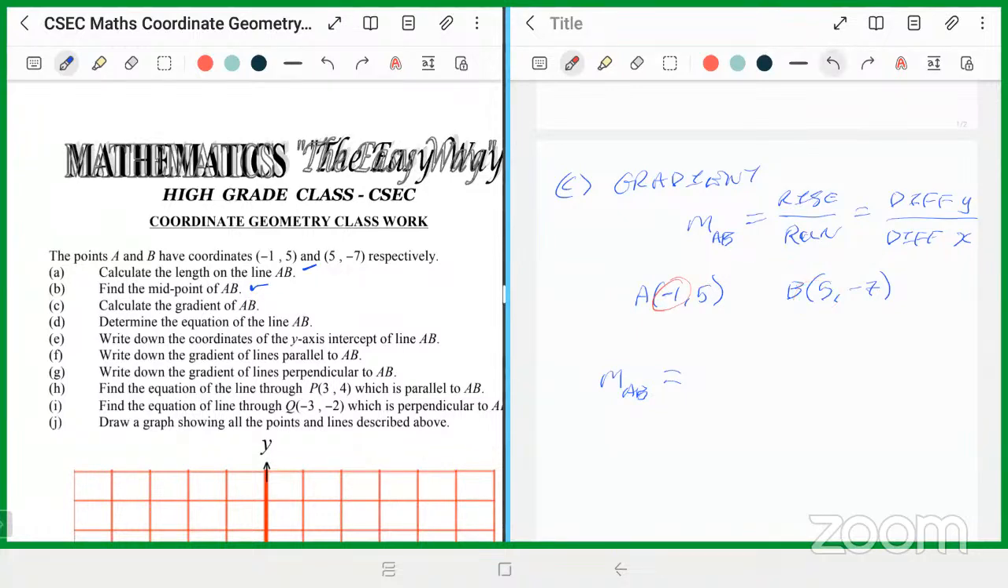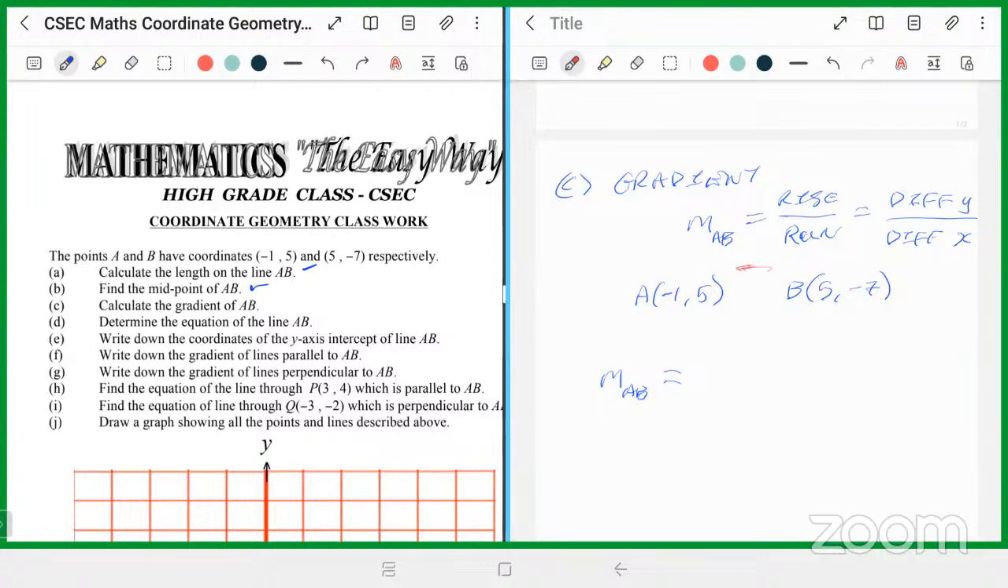What is important when calculating gradient is that the direction that you subtract for the difference in y, you have to subtract the same for the difference in x. So either I'm subtracting this way or I'm subtracting the values this way. I have to remain consistent with the way that I subtract them. So let's say I'm going to do this point minus this point. I'm going to do my subtraction this way.